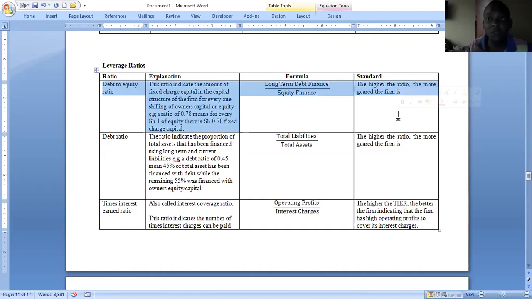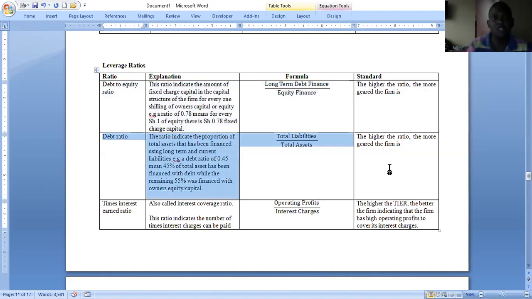A higher debt to equity ratio indicates high leverage. Firms should yearn to minimize the debt to equity ratio so as to minimize their leverage, so as to lower the exposure to the business risk, the risk of insolvency. Then we have another leverage ratio, that is the debt ratio. The debt ratio also measures the portion of debt in the capital structure of the business, and it is equal to the total liabilities divided by the total assets. The higher the debt ratio, the more geared the firm is. So firms need to minimize the debt ratio so as to lower their risk of insolvency.